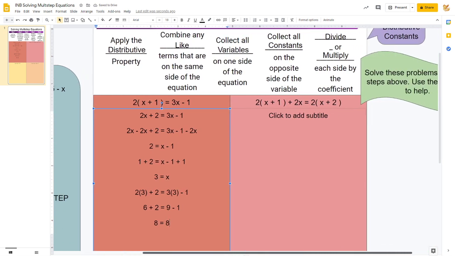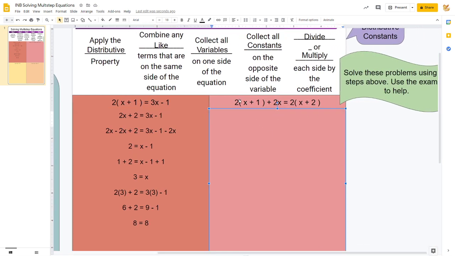Okay. My next one. So step 1, apply distributive property. So I gotta do 2 times x and 2 times 1. And I gotta do 2 times x and 2 times 2. So 2 times x is 2x plus 2 times 1 is 2 plus another 2x equals another 2x plus 2.